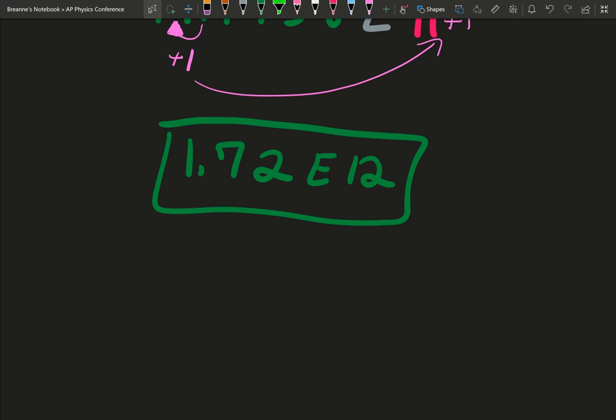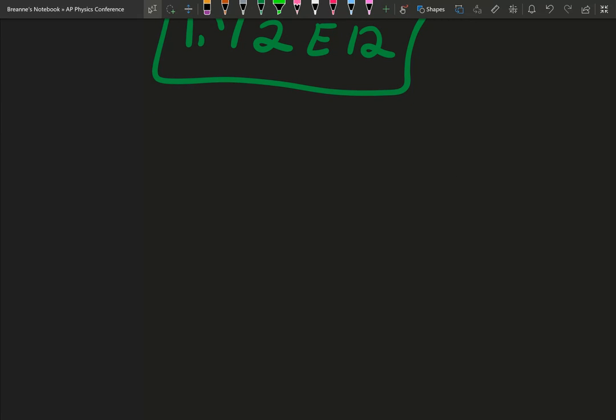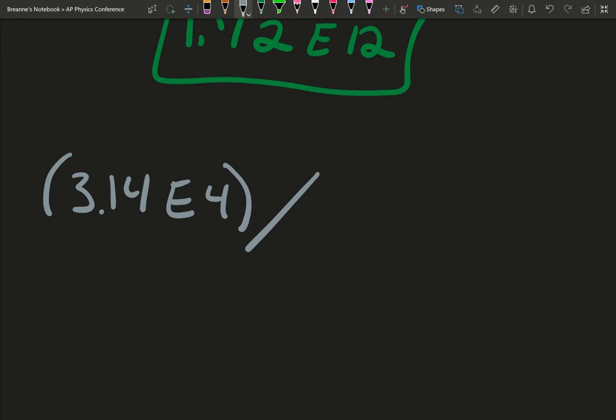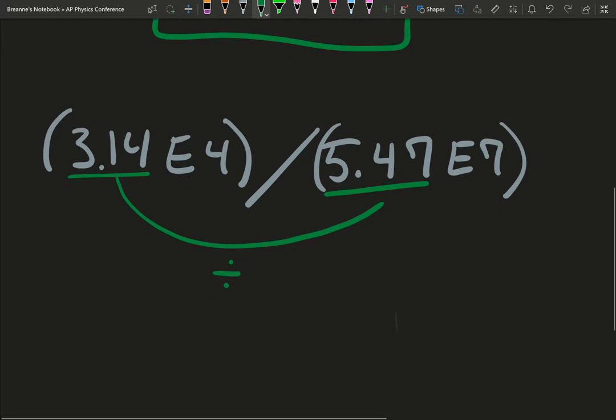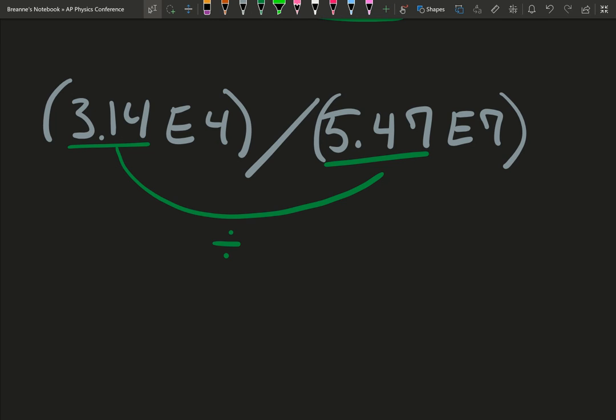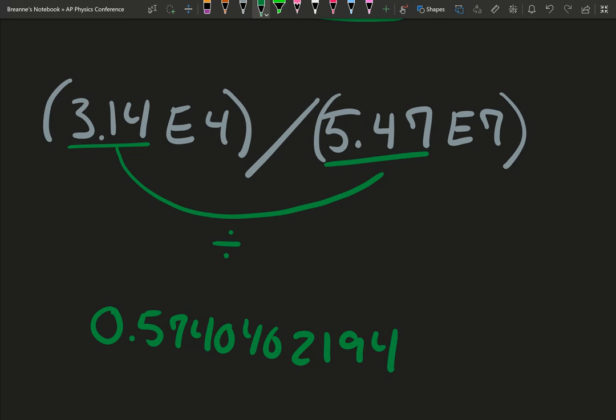You'll see that the exact same kind of process is going to be repeated, and the same numbers are going to be repeated. So we have 3.14 E to the 4. In this case, we were dividing by 5.47 E to the 7. Again, you're going to just take your numbers and divide those numbers. When you divide those numbers, you get 0.5740402194.